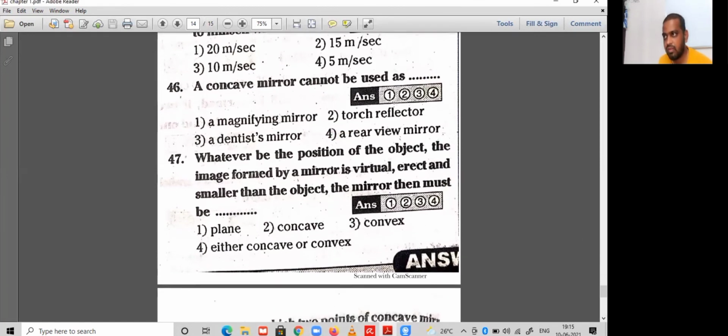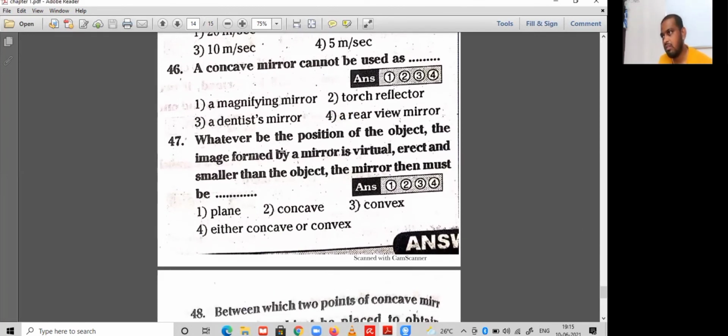Question number 47. Whatever the position of the object, the image formed by the mirror is virtual, erect, and smaller than the object. Obviously, it will be the convex mirror. For a convex mirror, the nature of the image is always virtual, erect, diminished. Diminished is nothing but smaller size. So it will be the convex mirror. Option 3 is the correct option.